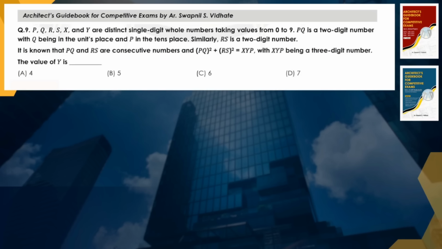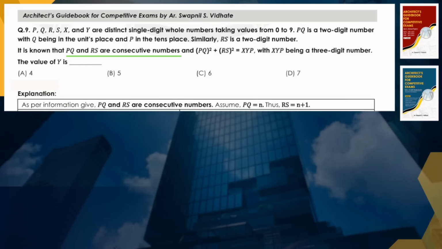It is known that PQ and RS are consecutive numbers, and the next condition is PQ square plus RS square will be equal to XYP, with XYP being a three digit number. So the addition of the squares of both these consecutive numbers is a three digit number. Now they are asking what is the value of Y. That means we need to find out the value at the tens place of this three digit number, right? And the value of Y will be 4, 5, 6 or 7. We need to find out the correct option.